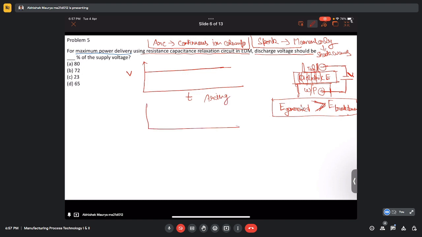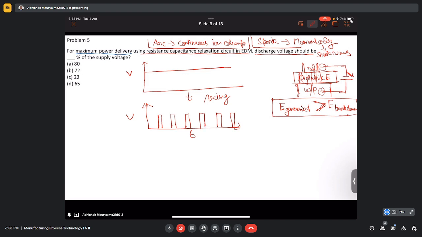But if we talk about the sparking, how will it look? We don't want to provide continuous voltage between the tool and the workpiece. We want to provide it for a very small time, so that the ion column survives only for a small time and dies out. Then only the shock waves can be produced.